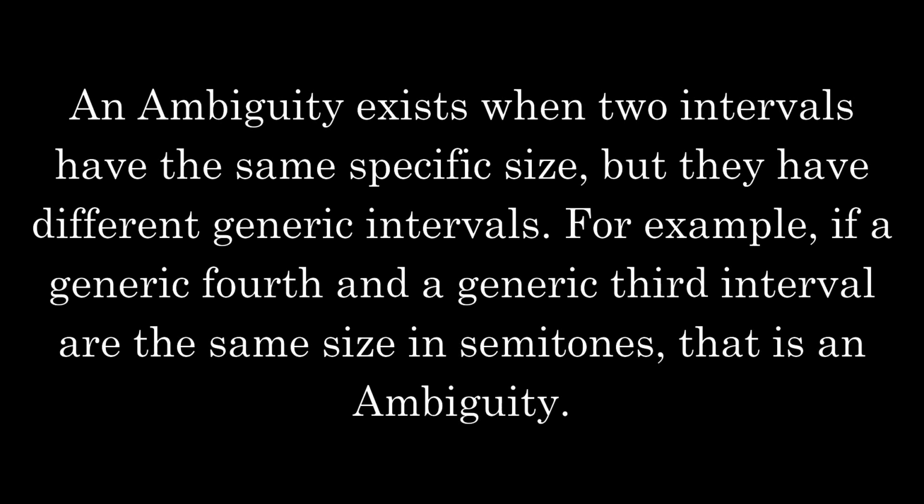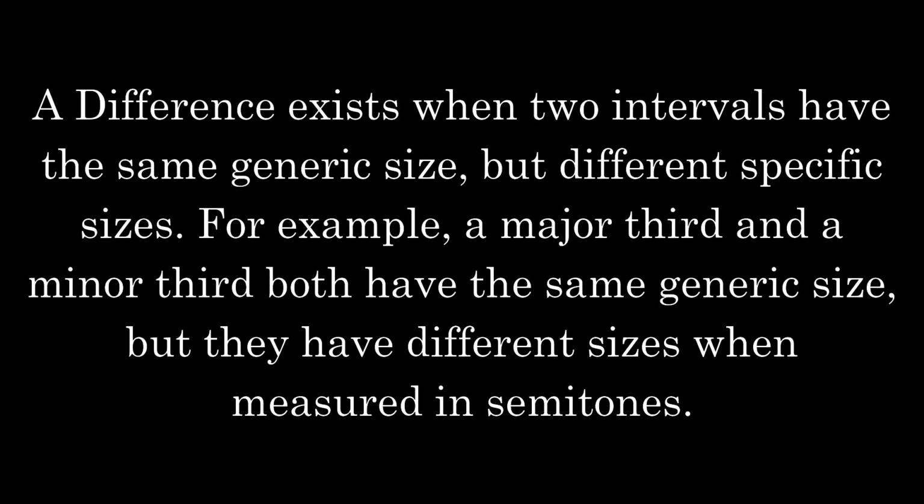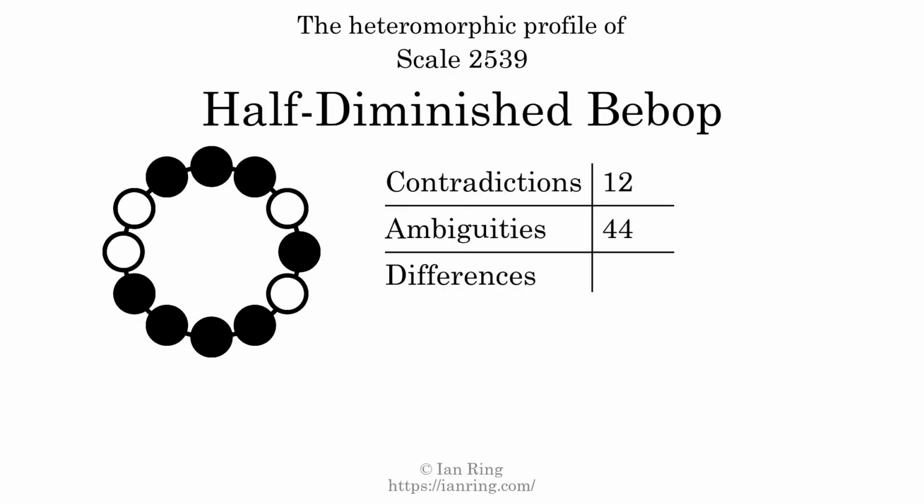An ambiguity exists when 2 intervals have the same specific size, but they have different generic intervals. For example, if a generic fourth and a generic third interval are the same size in semitones, that is an ambiguity. The number of ambiguities in this scale is 44. A difference exists when 2 intervals have the same generic size, but different specific sizes. For example, a major third and a minor third both have the same generic size, but they have different sizes when measured in semitones. The number of differences in this scale is 123.